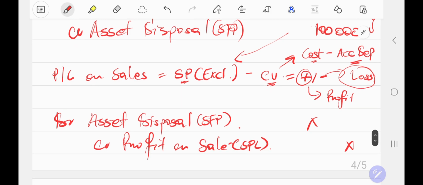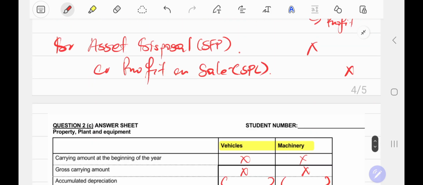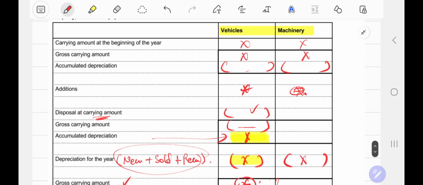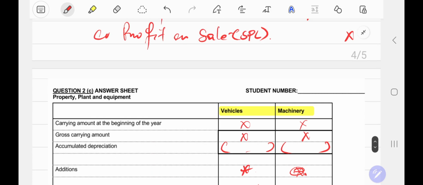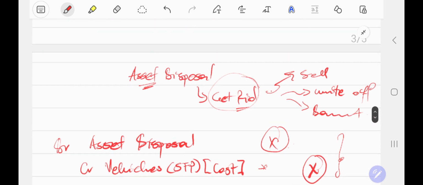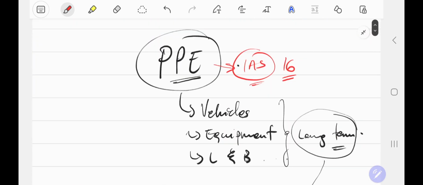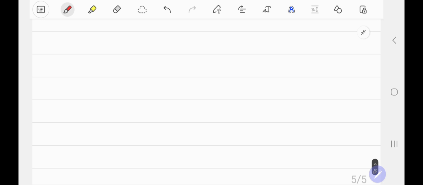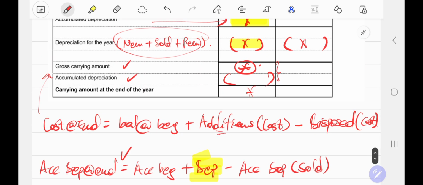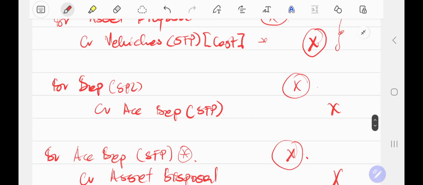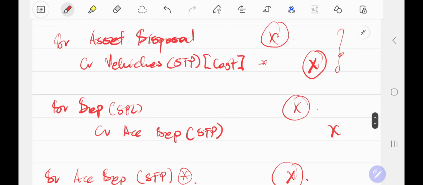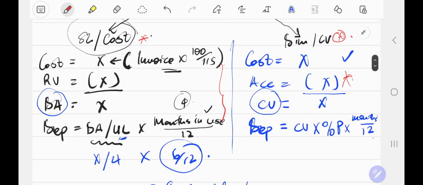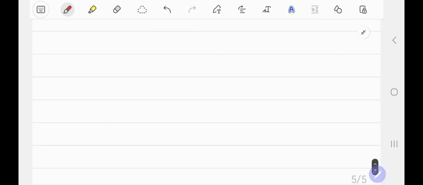You also need to know how to do the ledger accounts. You also need to know how to record on the property, plant and equipment note. And as you can see, it's very, very straightforward. So when you approach the questions or when you do the questions, try to keep these things in mind, and then you'll see things are going to be easier for you.